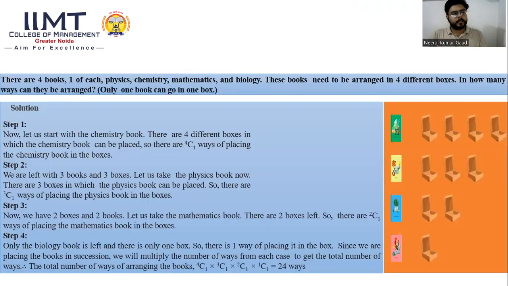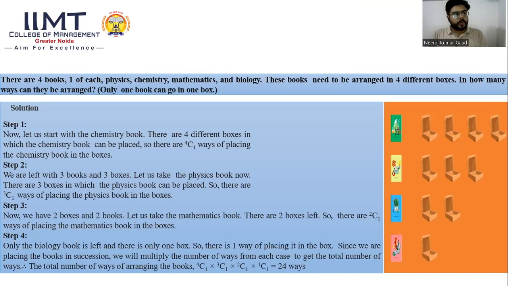Let's take another example. There are 4 books, one each of physics, chemistry, mathematics, and biology. These books need to be arranged in 4 different boxes. In how many ways can a person arrange them? Only one book can go in one box. Solution. Now let's start with the chemistry book. There are 4 different boxes in which the chemistry book can be placed. So there are 4C1 ways of placing the chemistry book in a box.